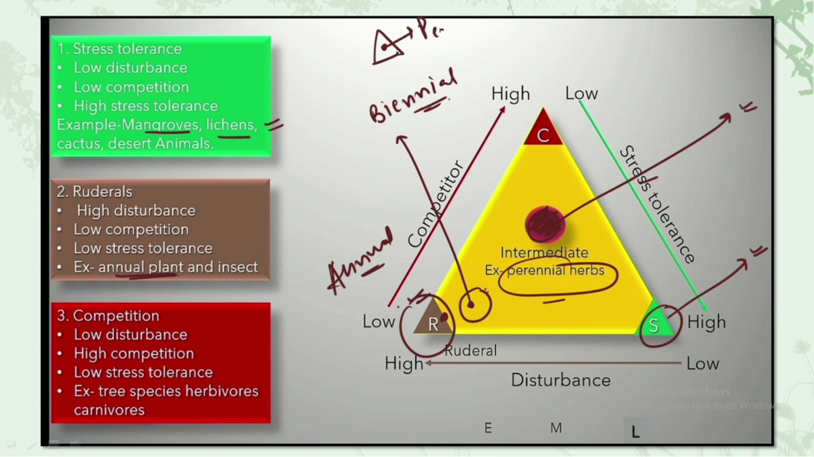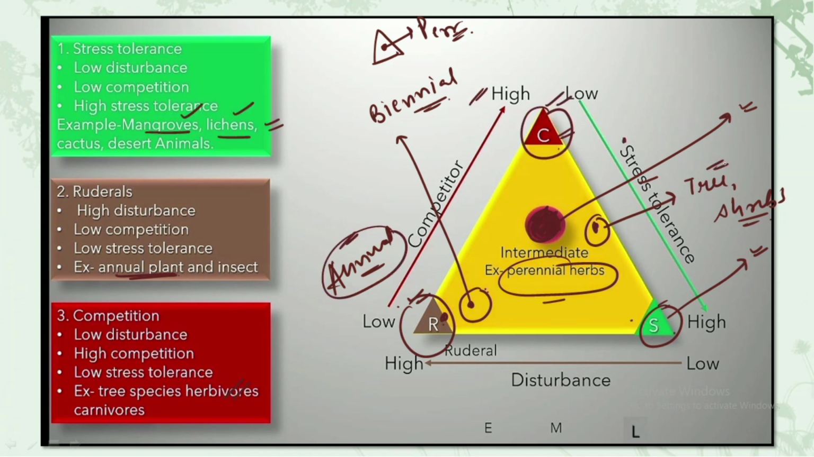So in the middle of the triangle, that is in the middle of the Grime's triangle, we would be representing the perennial herbs. And the last thing we have to remember is that between the competitors and the stress tolerators, in the middle of both, where there is intermediate stress tolerance and intermediate competition, the organisms present are mainly the trees and the shrubs. So you have to remember that in this area we mainly have the trees and the shrubs. So this was about the Grime's triangle.